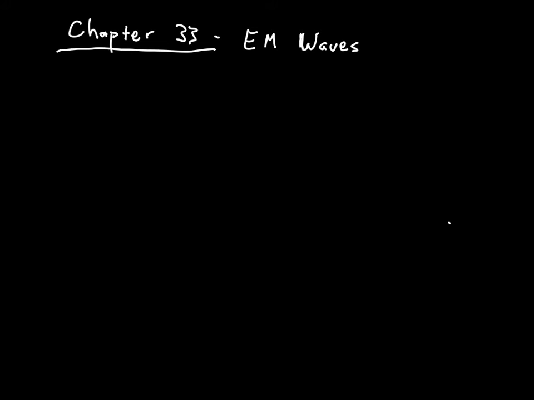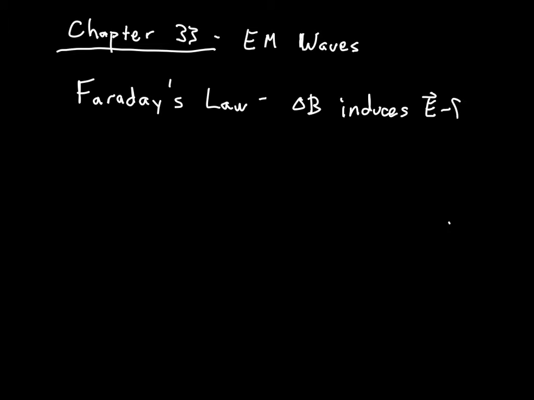So for chapter 33, our topic is all about electromagnetic waves. And what we're going to do is start with reviewing something we've already talked about, something called Faraday's law. Basically, what Faraday's law told us was that a changing B field induces an electric field. So if I change a magnetic field, I can make an electric field pop up out of that.